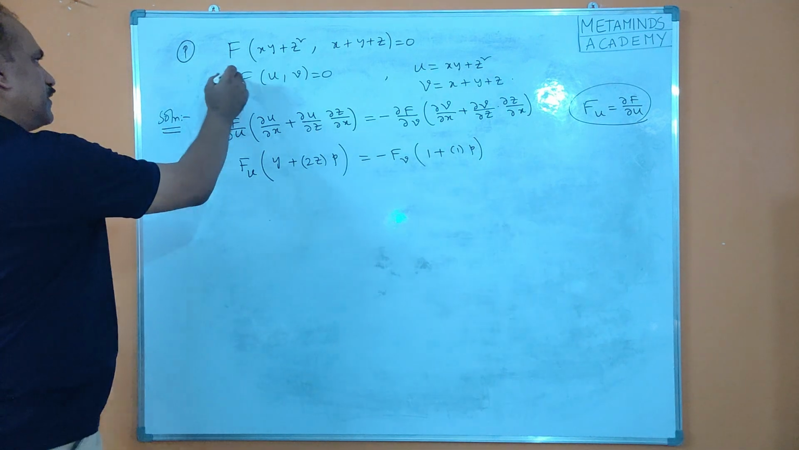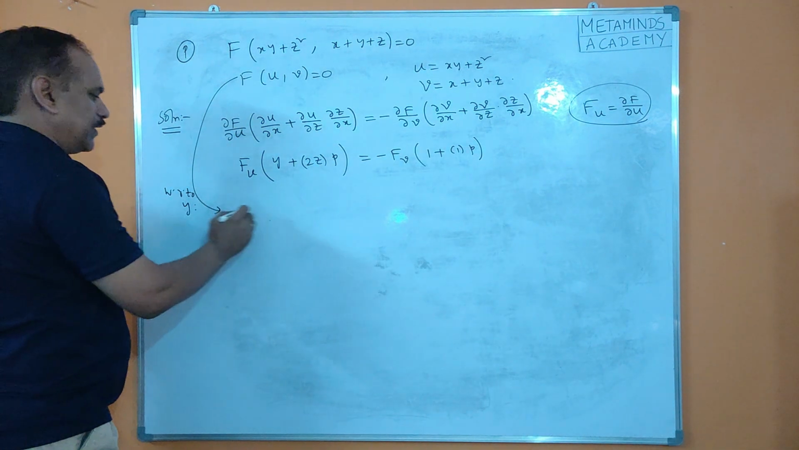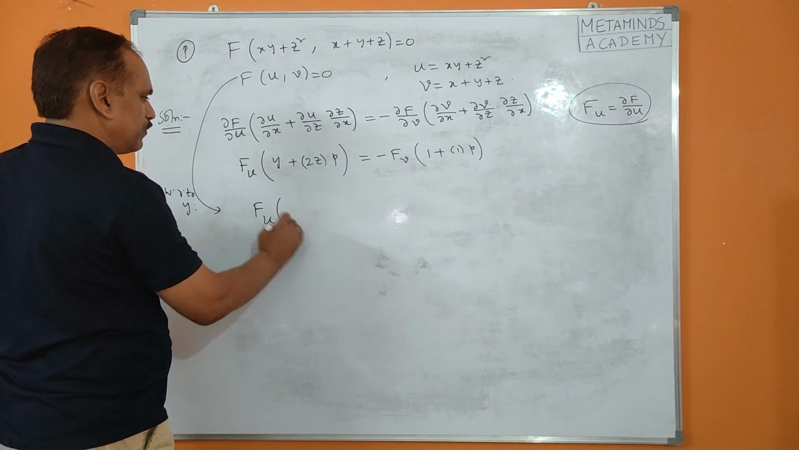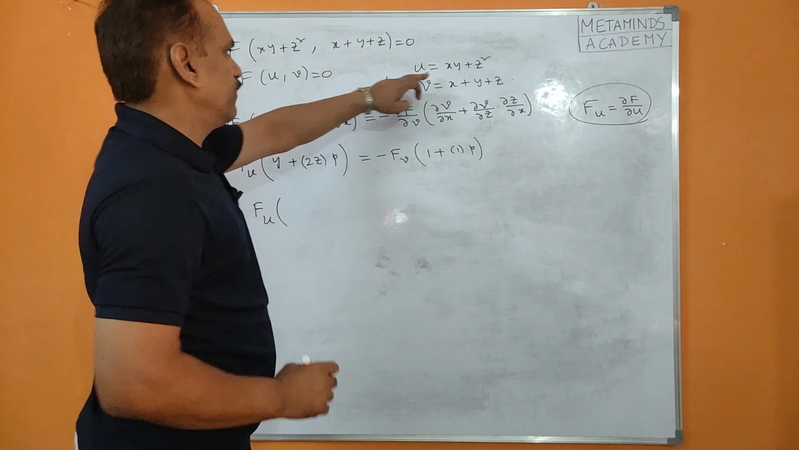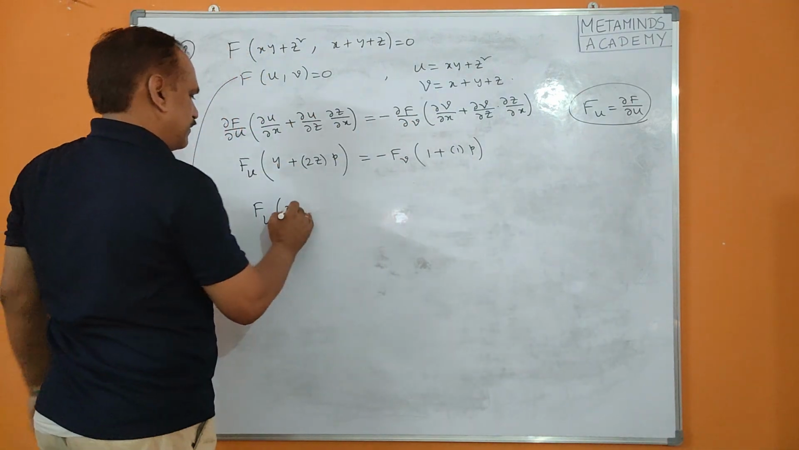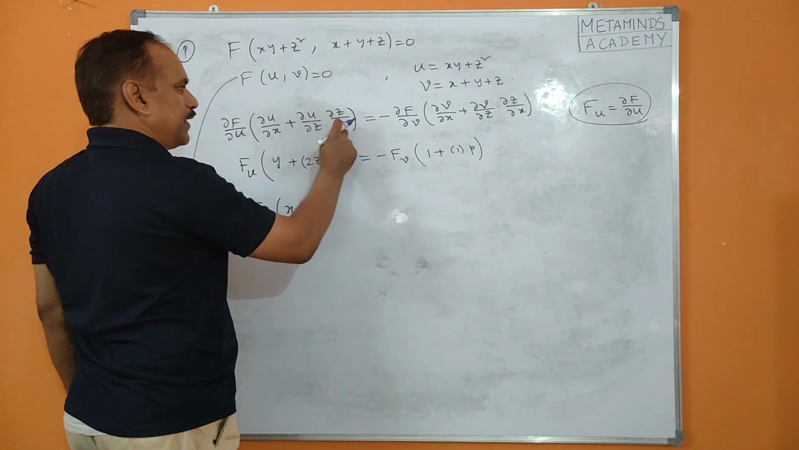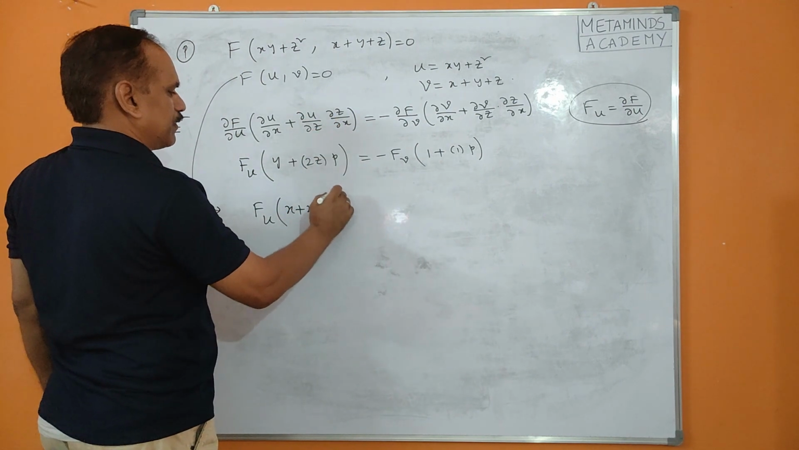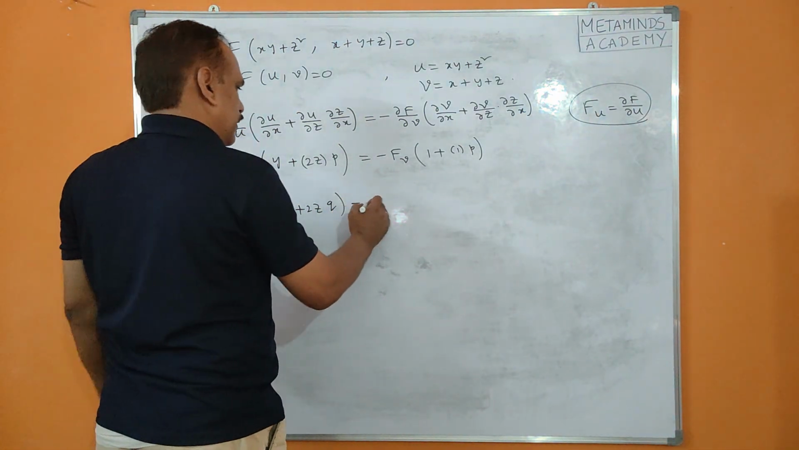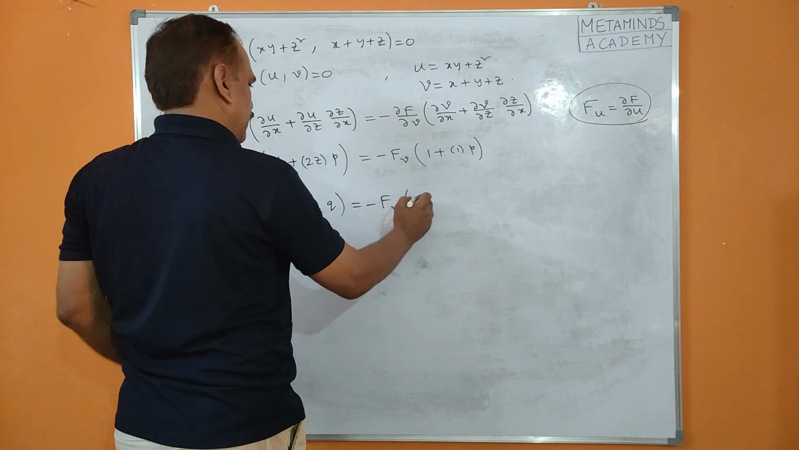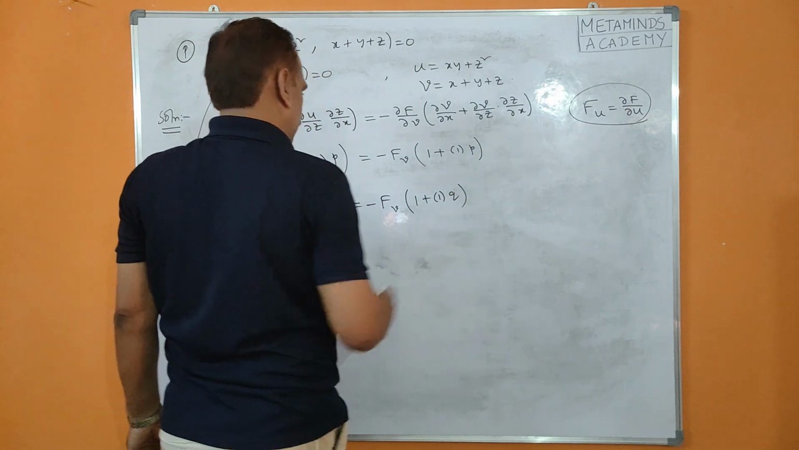Similarly, if you differentiate this equation with respect to y, what will you get? ∂u/∂y. Differentiate this with respect to y: ∂u/∂x into 1 plus ∂u/∂z, which is 2z, into ∂z/∂y, which is q. ∂z/∂y is q.